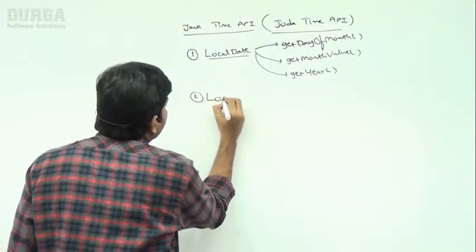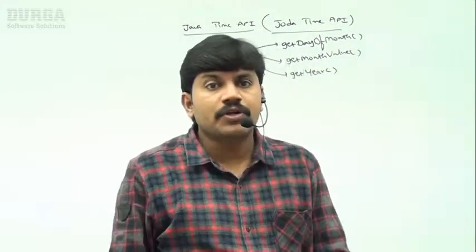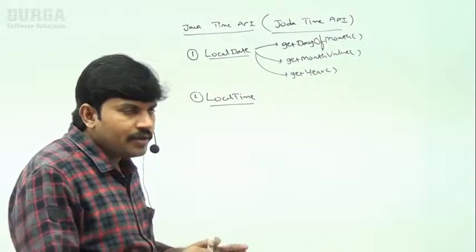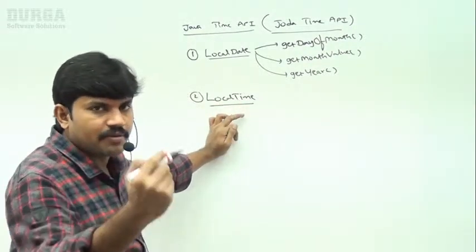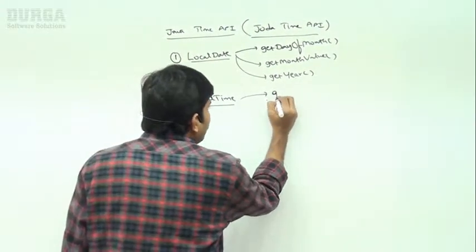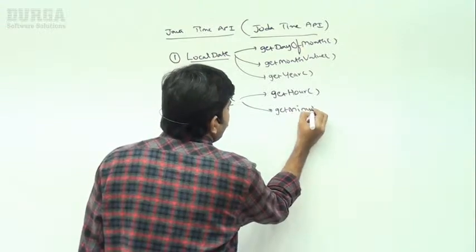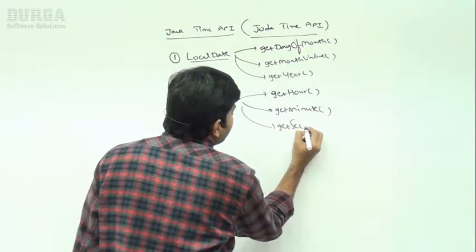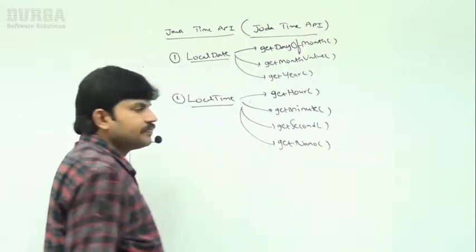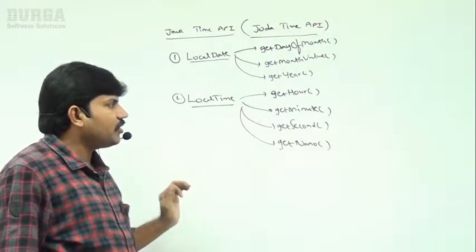And then we covered LocalTime. If I want to represent time, not date, how can I represent time? For that we covered LocalTime. Once we get the time, maybe the current time or a particular time, you can ask getHour, getMinute, getSecond, getNano. So to represent date values, the LocalDate class, and to represent time values, the LocalTime class.